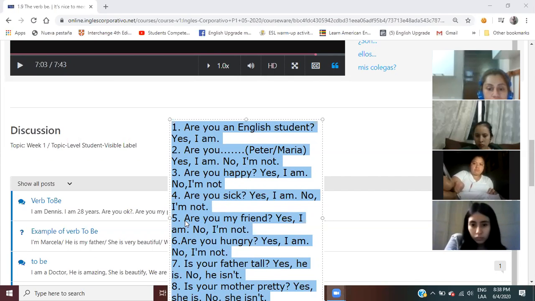Si alguien las puede compartir en el chat del WhatsApp, me puede hacer el favor. Yo tengo mi teléfono apagado.